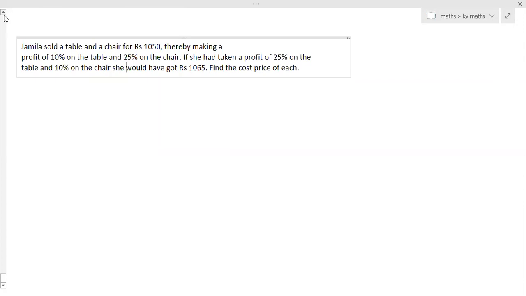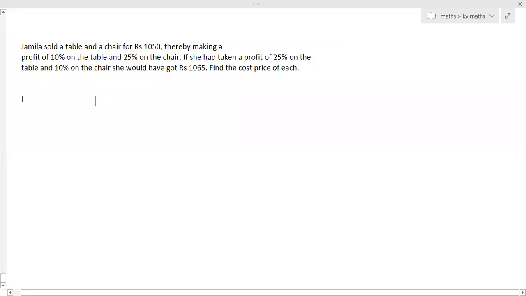Next question. Now continue your earlier question. So here, the next question is Jamila sold. This is the question from 3.6 I told you not to do. We are doing it afterwards. So that question is this. Jamila sold a table and a chair for rupees 1050. That means altogether the selling price of table and chair is 1050, thereby making a profit of 10% on the table and 25% profit on the chair.